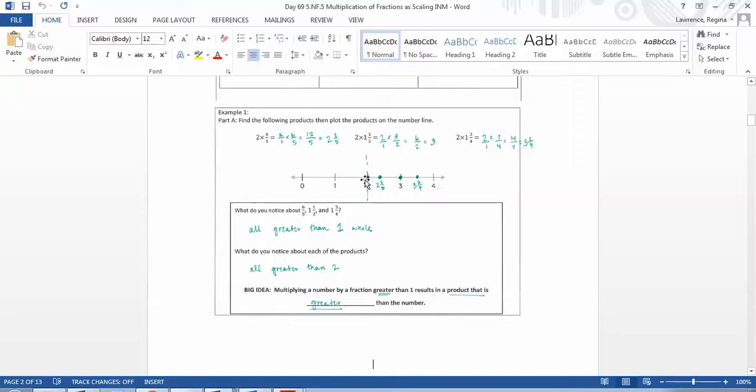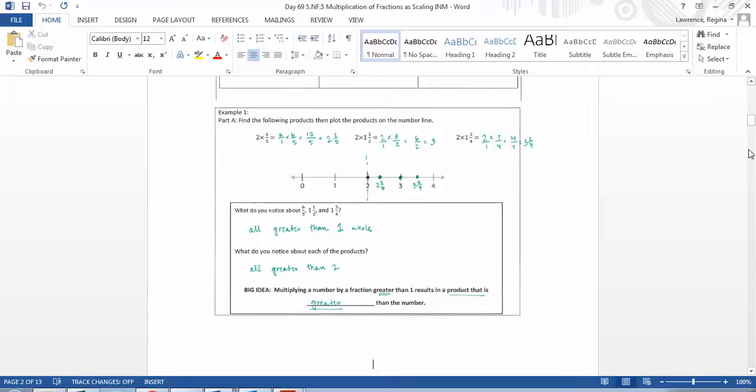We're plotting these on a number line. You can then draw a dotted line through 2, and then we're having students answer these questions. What do you notice about these fractions? What we want students to recognize is that all of these fractions are greater than 1 whole. What do we know about each of the products? We notice that each of the products is greater than 2. So now the big idea is that multiplying by a fraction that's greater than 1 is going to result in a product that is greater than the original number. The original number here being 2.